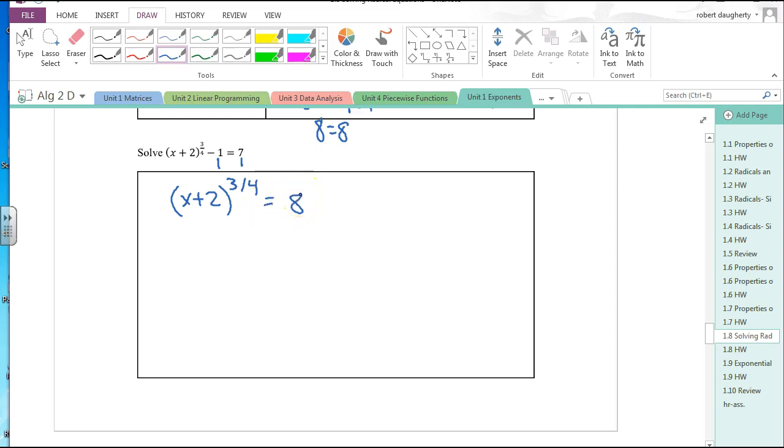8. Now, what power do I need to raise this equation to so that x plus 2 is to the first power? To the 4/3. That's the reciprocal. So I need to raise this to the 4/3 power. What do I get on the left side? x plus 2 equals 8 to the 4/3. Now, what does 8 to the 4/3 mean? We've done this before. That means the cube root of 8 to the 4th. What's the cube root of 8? 2. What's 2 to the 4th? 16. So this says that x plus 2 equals 16, which means that x is equal to what?